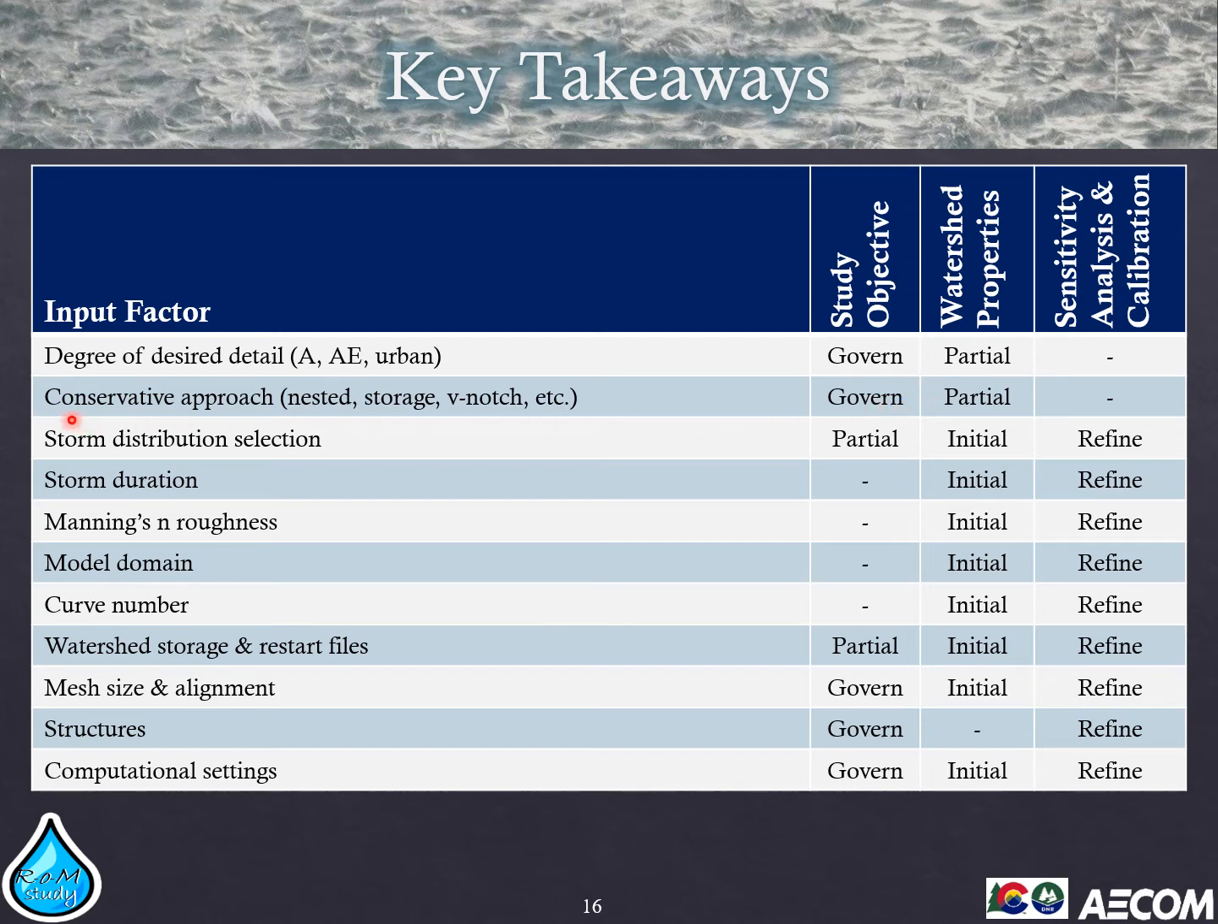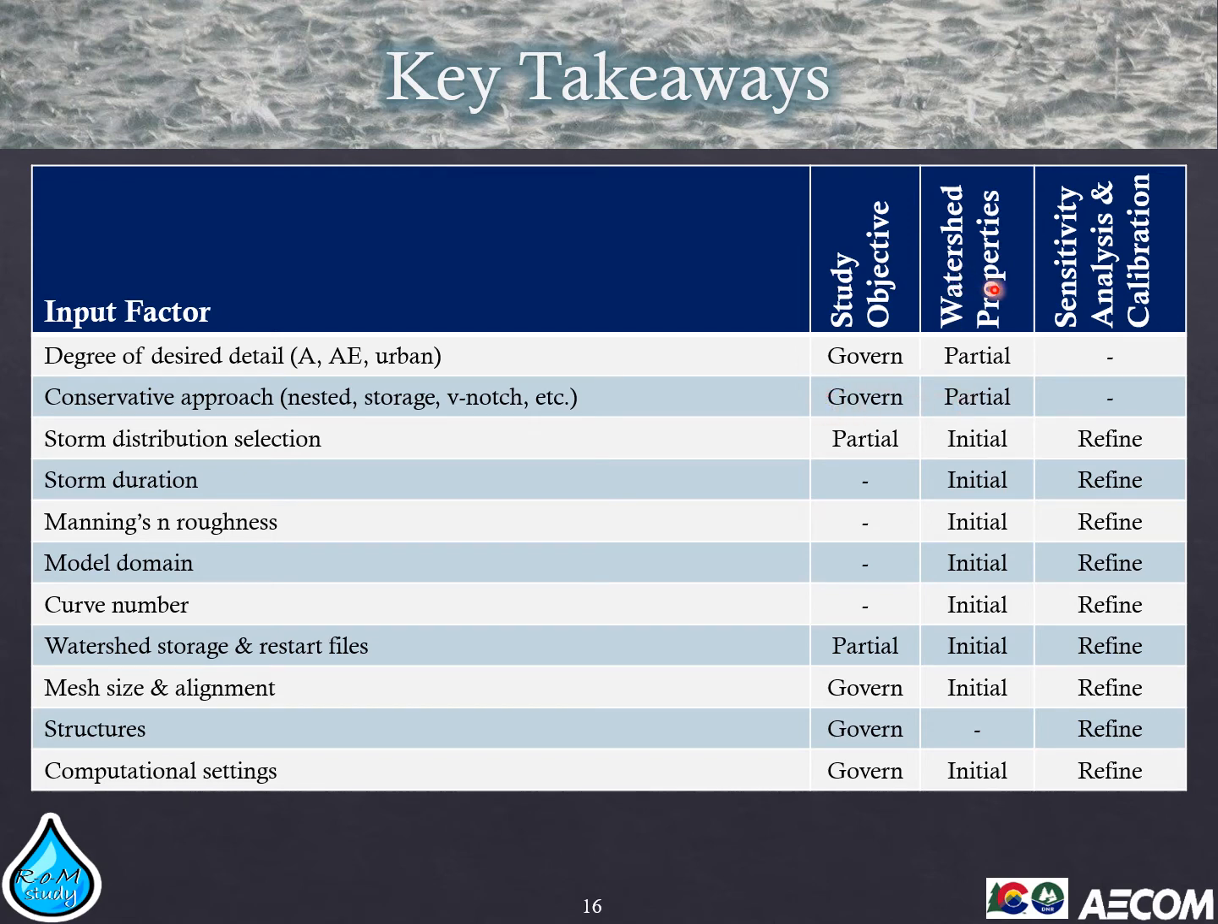As for a conservative approach, what is the end user's appetite for how to display risk information? If they want to be more conservative, you might consider a hydrograph like the nested hydrograph, which considers the max intensities. You might actually remove some of the storage. Instead of using a dry train, you might apply initial water. How you model structures, whether it's a V-notch or an internal connection, is going to depend on whether they would like to be accurate or err on the side of conservatism. So that's going to be based on the study objective and end users.